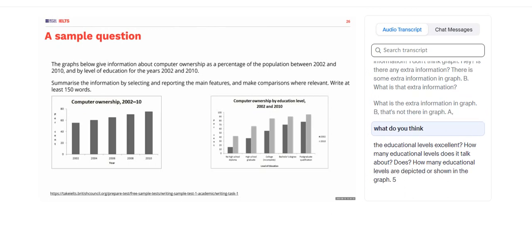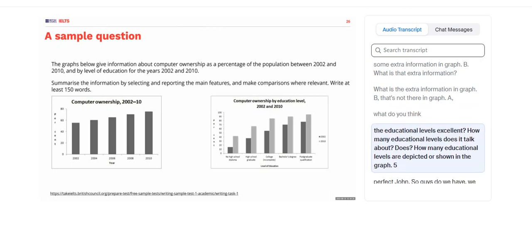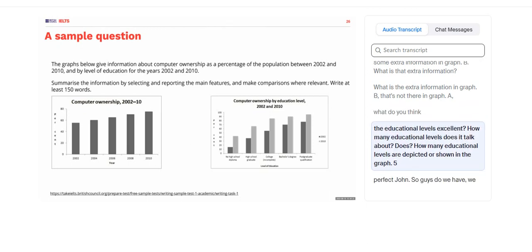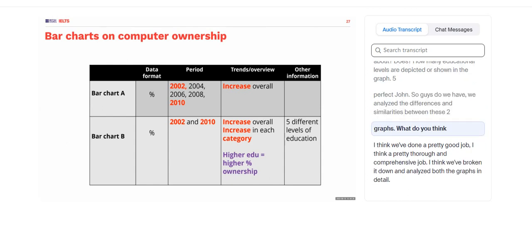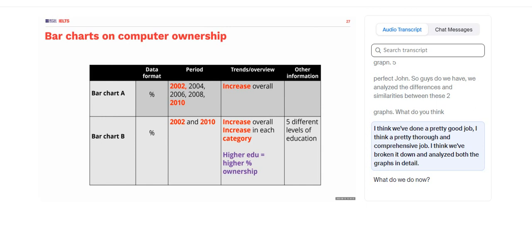What do you think? The educational levels, excellent. How many educational levels does it talk about? How many educational levels are depicted or shown in the graph? 5. Perfect job. So guys, have we analyzed the differences and similarities between these two graphs? What do you think? I think we've done a pretty good job, a pretty thorough and comprehensive job. I think we've broken it down and analyzed both the graphs in detail.